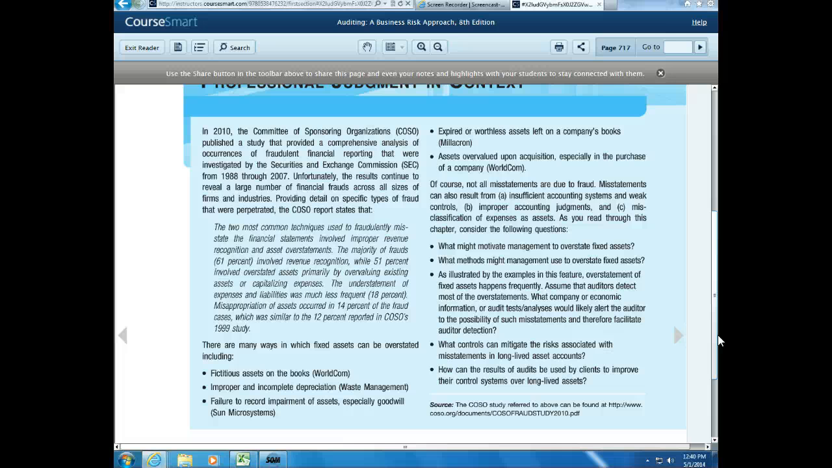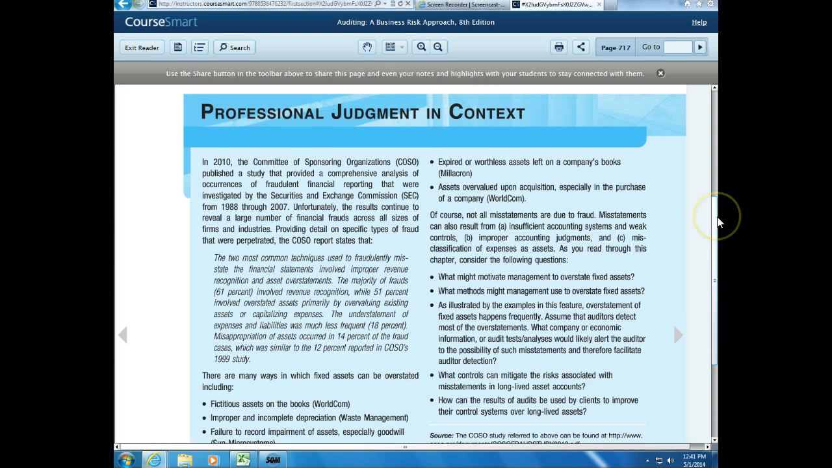Misappropriation of assets occurred in 14% of the fraud cases, which was similar to the 12% in COSO's 1999 study. There are many ways in which fixed assets can be overstated, including fictitious assets on books, improper and incomplete depreciation, failure to record impairment of assets, or especially goodwill, expired or worthless assets left on a company's books, or assets overvalued upon acquisition. Of course, not all misstatements are due to fraud. Misstatements can also result from insufficient accounting systems and weak controls, improper accounting judgments, and misclassification of expenses as assets.